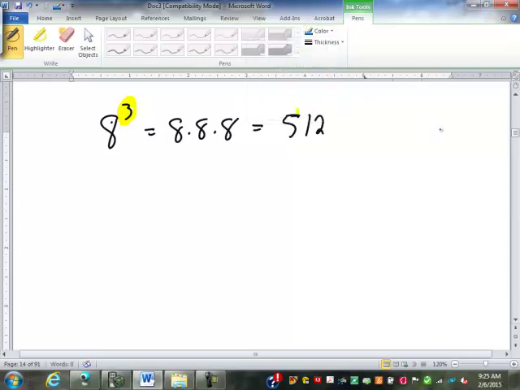Well, for right now, we're less concerned about how to calculate it than we are about how to work with it. So what we're going to do is this. Instead of using 8 to the power of 3, we're going to use x to the power of 3. And of course, that just means x times x times x.